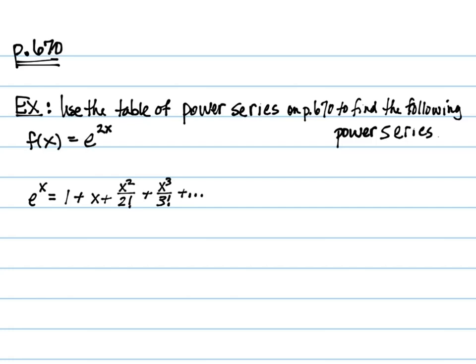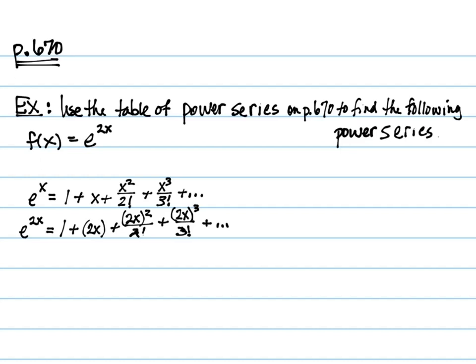Okay, so if you're using this, what you can actually do is a simple substitution. So if I'm going to be finding, in this problem, e to the 2x, I can simply replace every x with 2x, right? So if I do that carefully, I will have a 2x here, a 2x quantity squared here, a 2x quantity cubed here, and I'll have my dot, dot, dot there at the end.